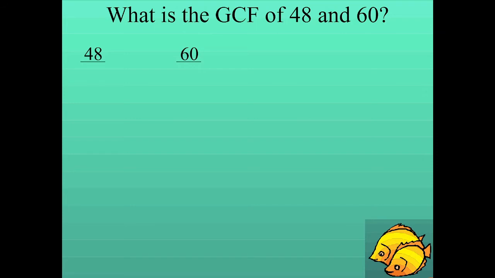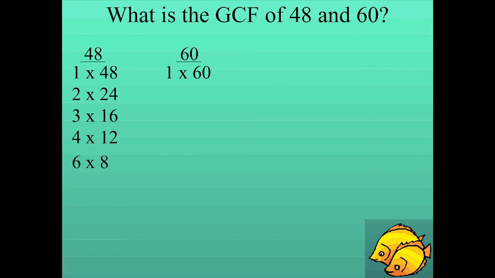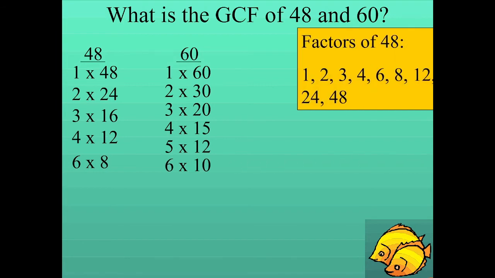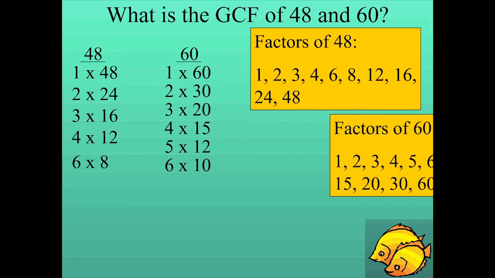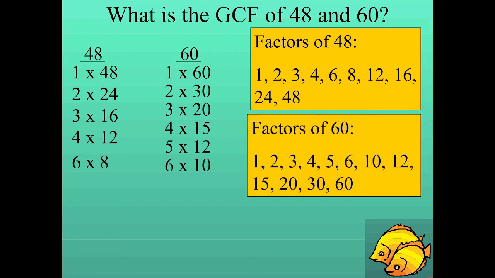48 and 60. So what are the factors of 48? 4 times 12, 6 times 8. For 60, 1 times 60, 2 times 30, 3 times 20, 4 times 15, 5 times 12, 6 times 10. So those are the factors of 48 and the factors of 60. Now, what is the greatest common factor there? 4.